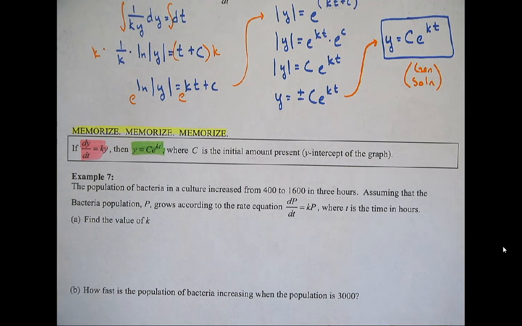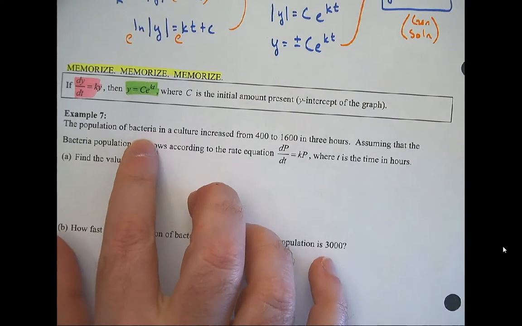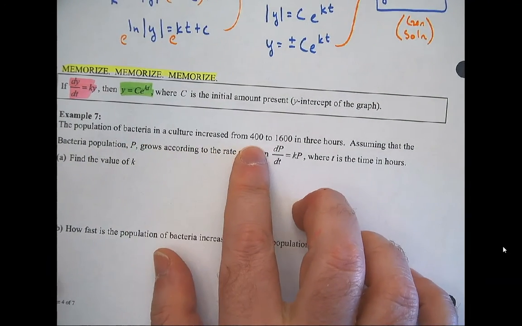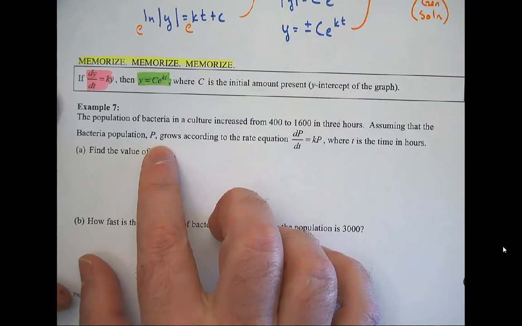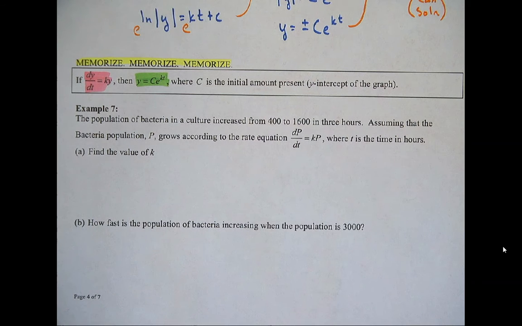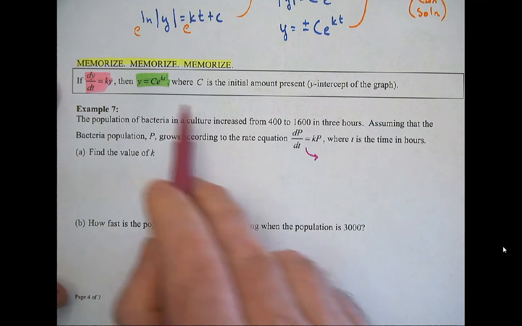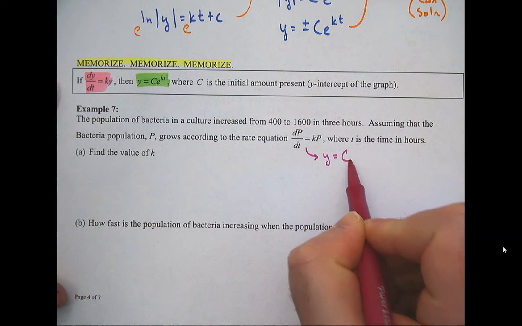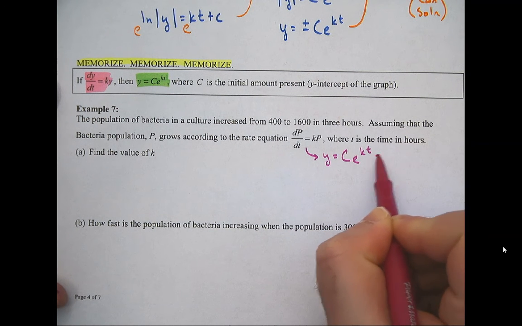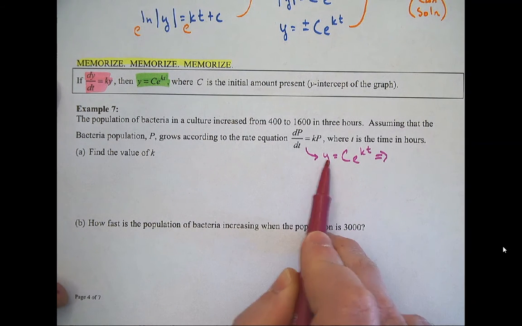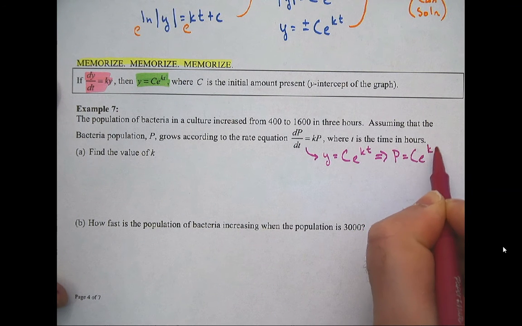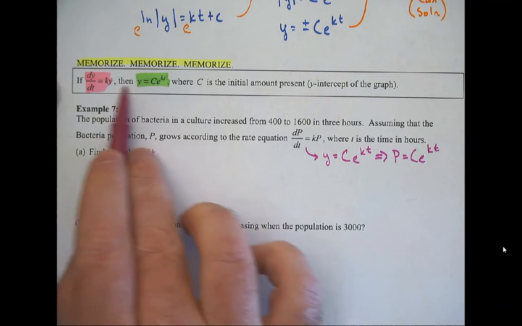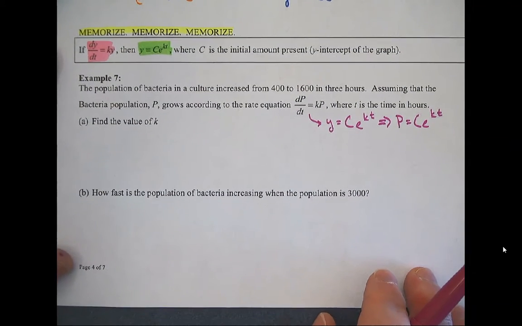All right, let's put it to use. So we've got a population of bacteria. It increases from 400 to 1,600 in 3 hours, assuming that the bacteria population grows according to the rate. Boom. As soon as I see this, this is a dead giveaway. I know I'm going to be using y equals C e to the kt, which for us, I'm going to change the letters. So y is going to become P. P equals C e to the kt. Instead of doing dy/dt, we're using the letter P for population.